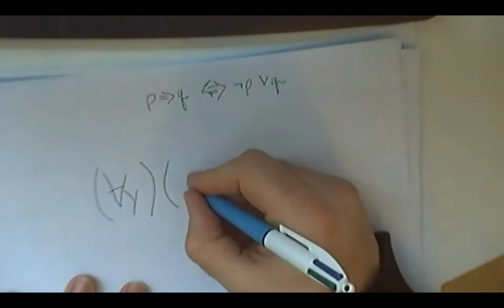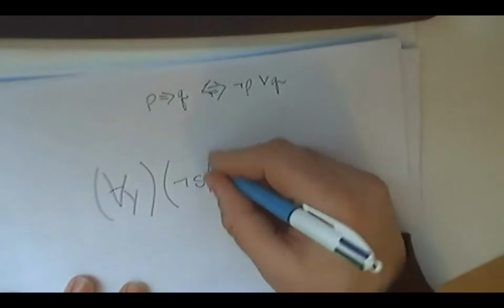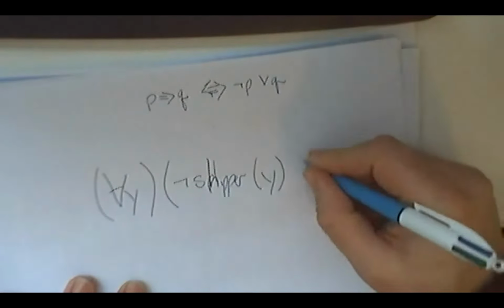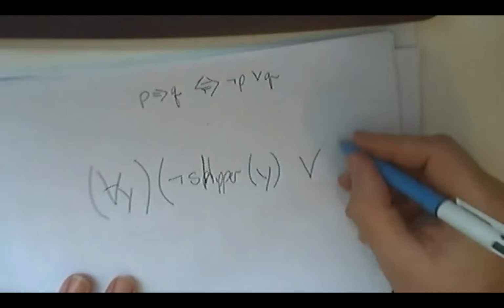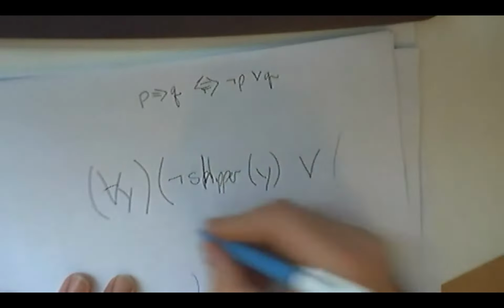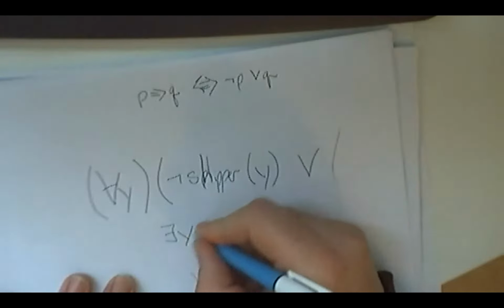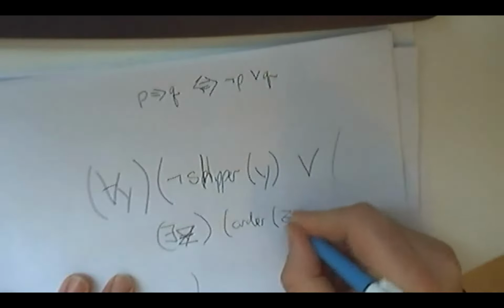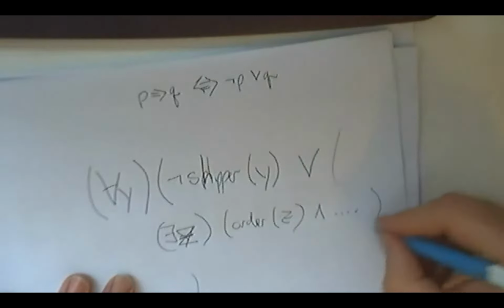Because what this means is the following. It means not shipper, or, and let's put that in parentheses, there exists Z, order Z, and dot, dot, dot, and all the rest of the stuff that was there.